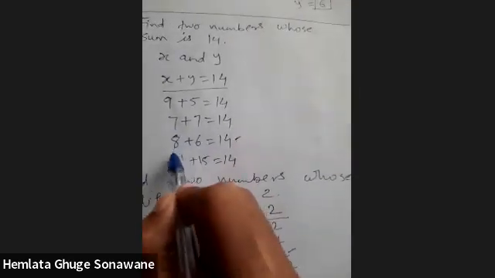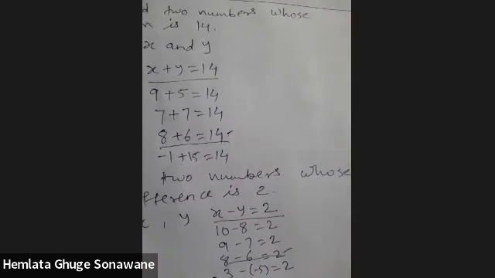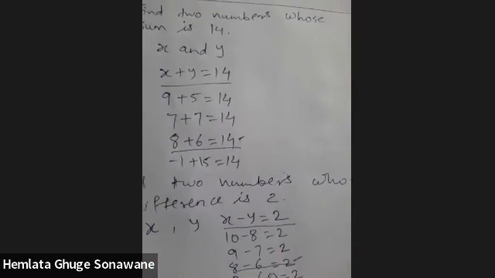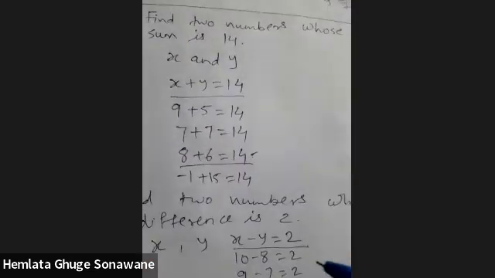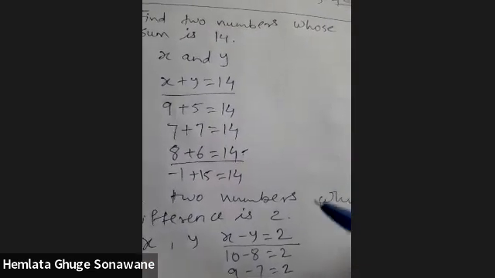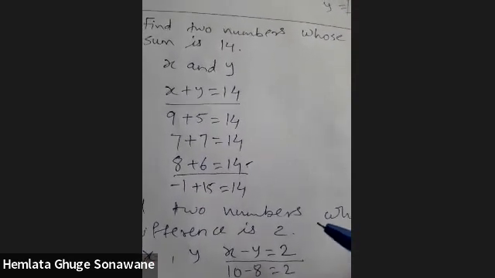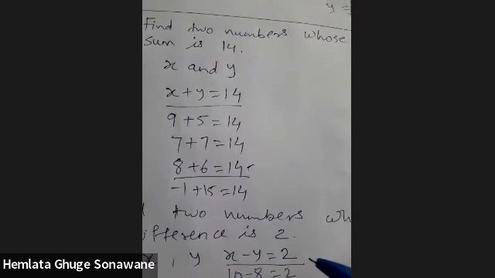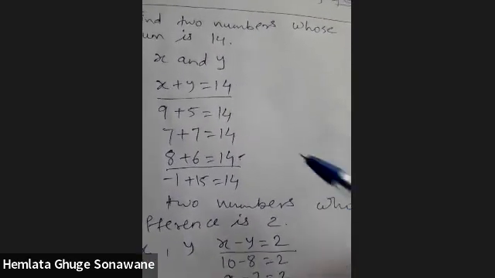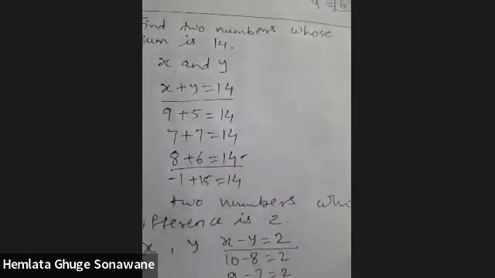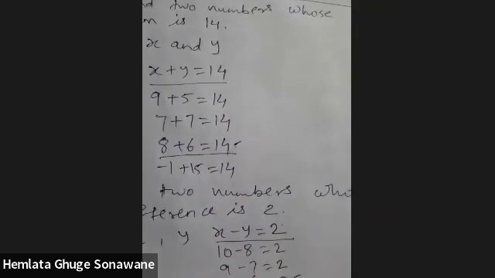That is 8 plus 6 is equal to 14 and 8 minus 6 is equal to 2. Okay, both these equations are common for these two solutions. So 8 and 6 is the common solution of both the equations. This solution satisfies both the equations, and hence it is the unique common solution of both these equations. That is x plus y is equal to 14 and x minus y is equal to 2.